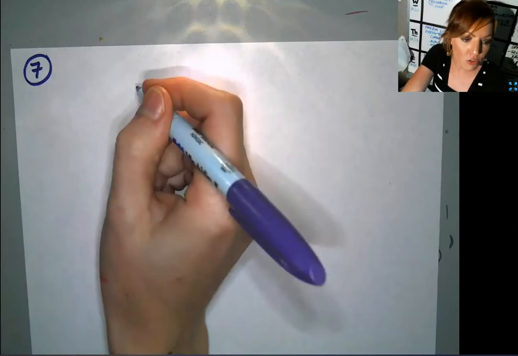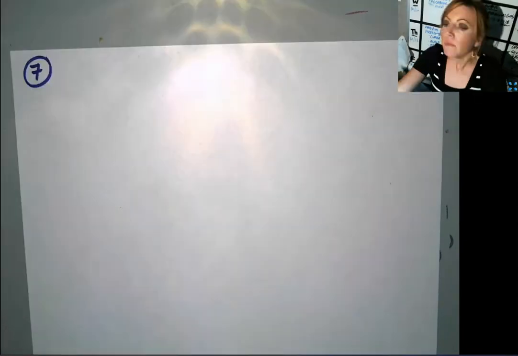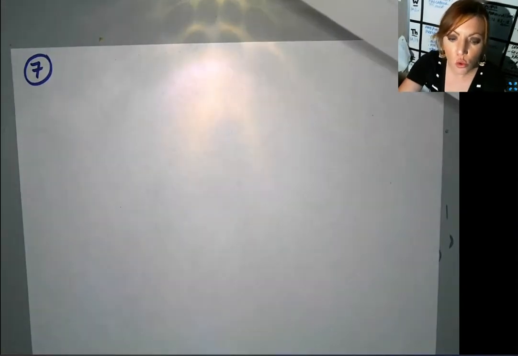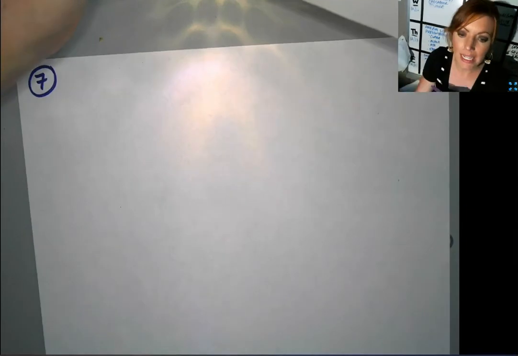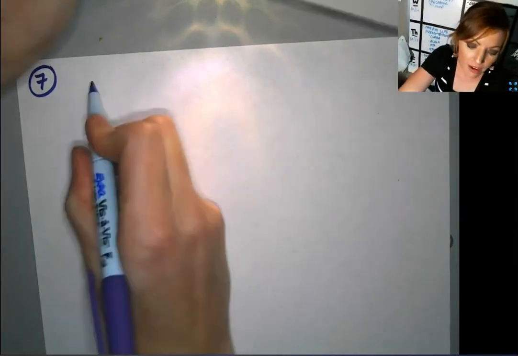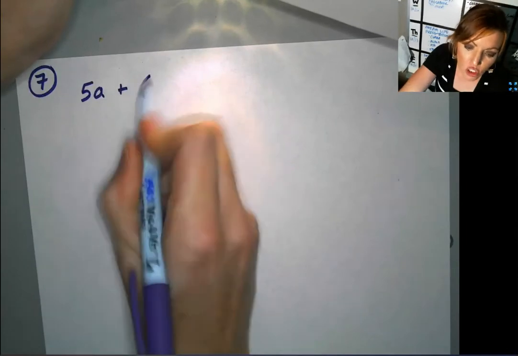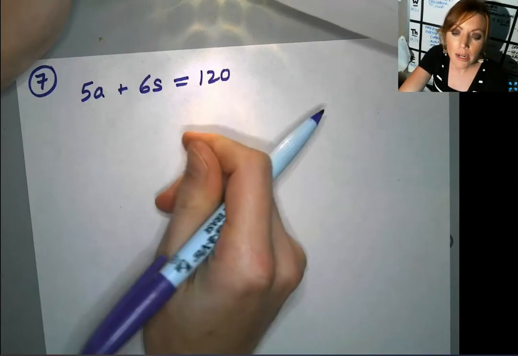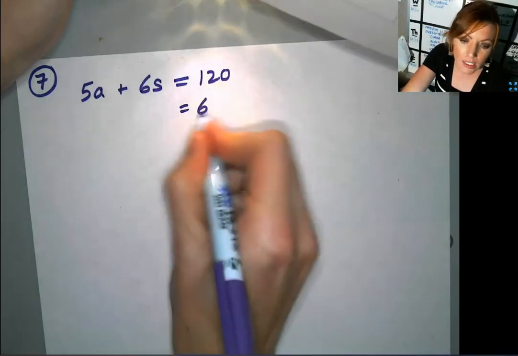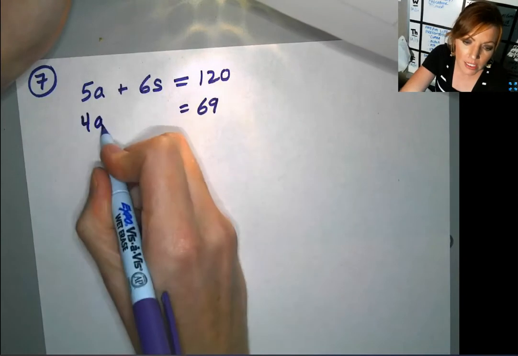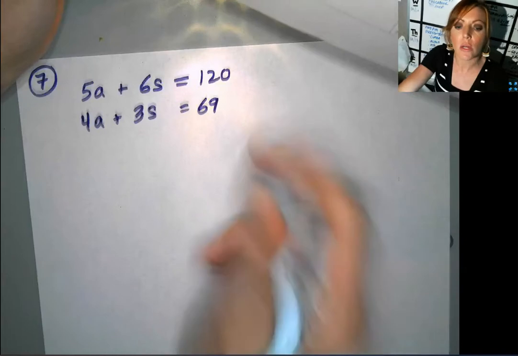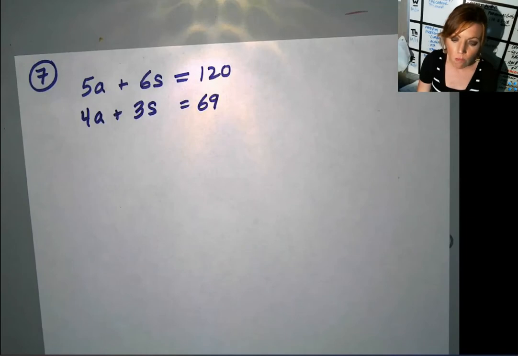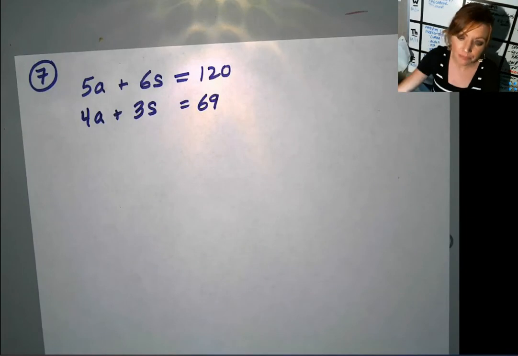The school that Jimmy goes to is selling tickets for a spring musical. On the first day of ticket sales, the school sold 5 adult tickets and 6 student tickets for a total of $120. We want to set up a system of equations here. The school took in $69 on the second day by selling 4 adult tickets and 3 student tickets. Okay, so again, we want to have a system of equations set up, and we want to see if we can use the process of elimination here.